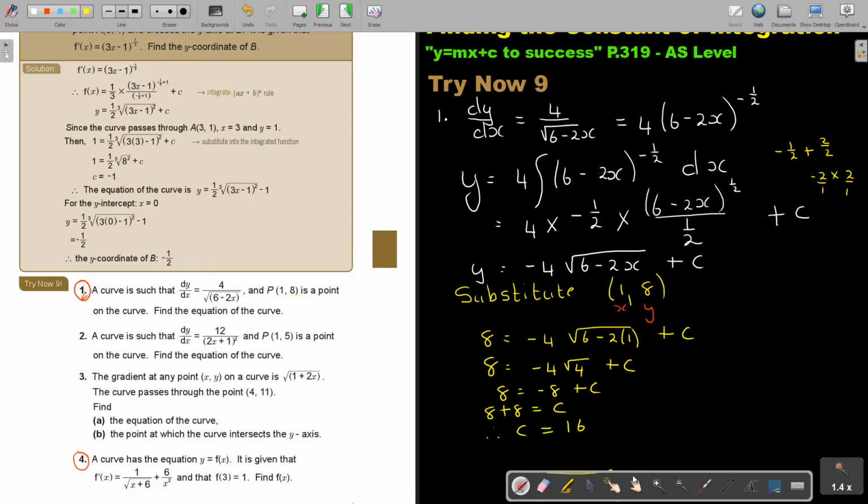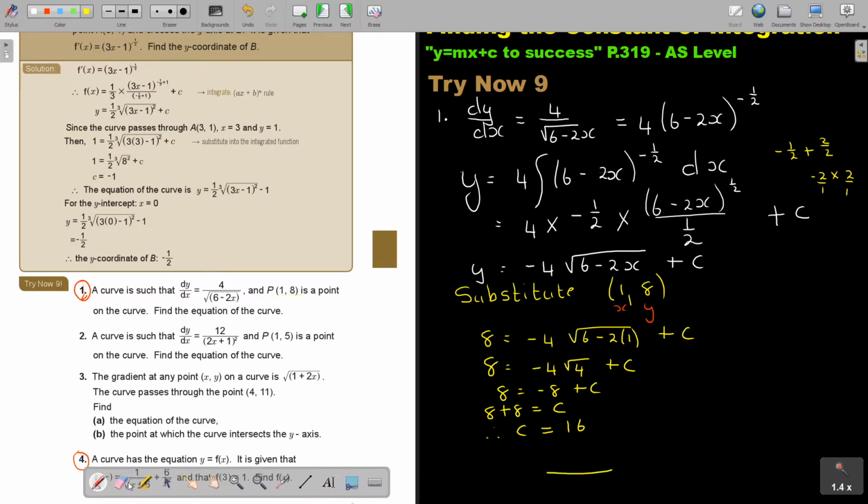If I just want to move this, and now I stop with my final by saying therefore y is equal to, and remember I'm substituting in there, so it's -4 and then that 6 minus 2x plus 16. And that will be my original function before it was differentiated.